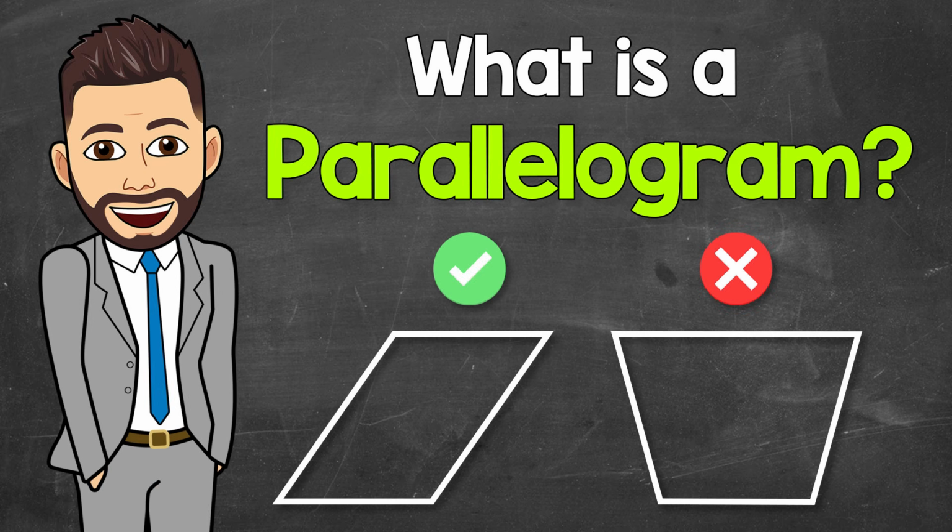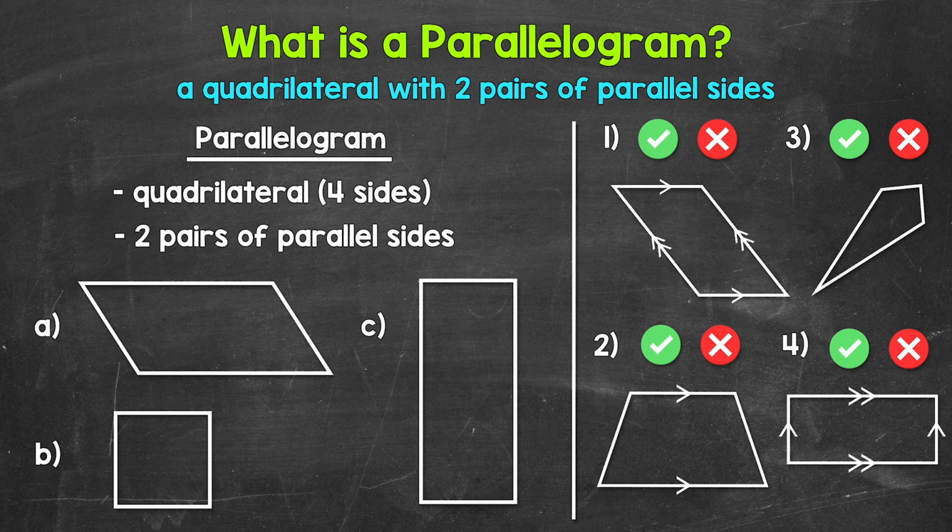In this video, I'm going to cover what a parallelogram is. Now, simply put, a parallelogram is a quadrilateral with two pairs of parallel sides. Let's take a look at some examples in order to get this down. So again, parallelograms are quadrilaterals. They have four sides, and specifically, they are quadrilaterals with two pairs of parallel sides.